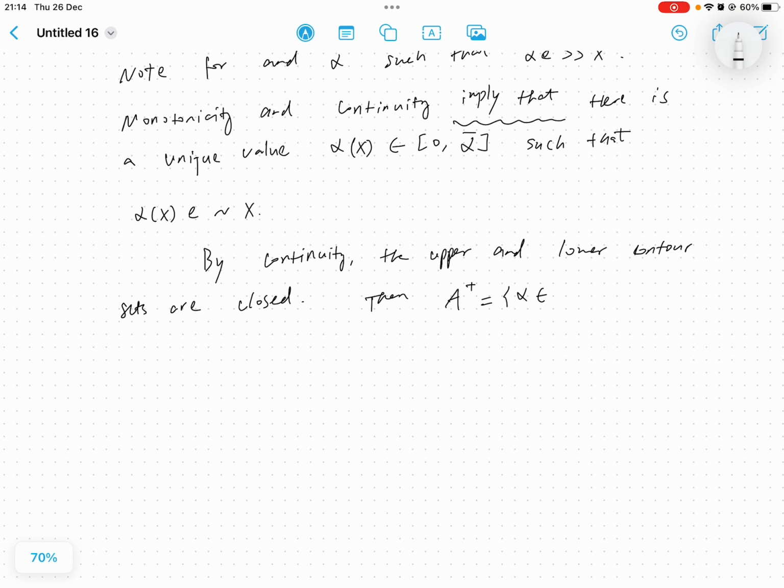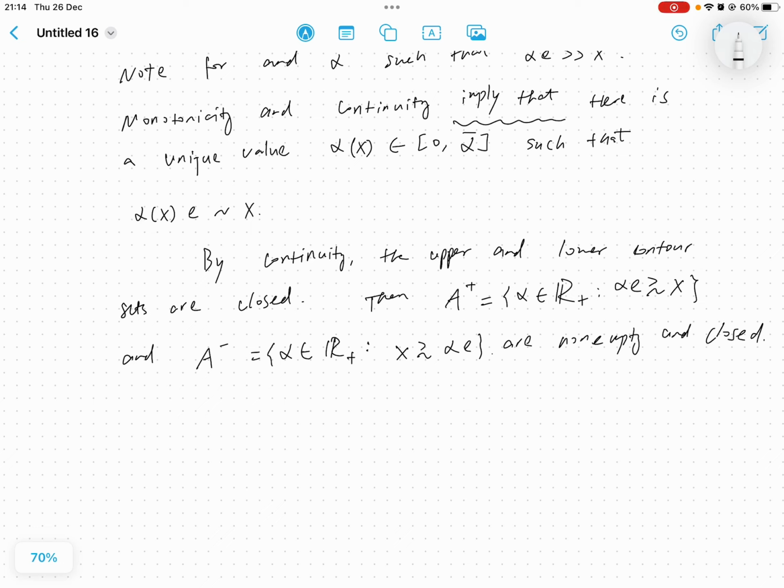So let's write it down and explain this further. Okay, so alpha plus is the set of alphas such that alpha e is weakly preferred to x, and similarly we denote alpha minus to be the set of alphas where x is weakly preferred to alpha e. Okay, so those are non-empty and closed.